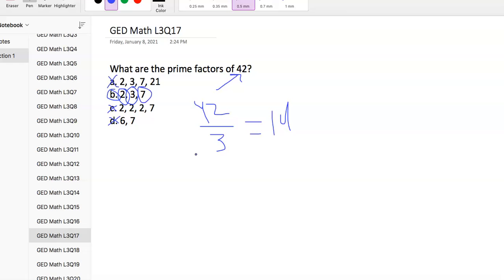What about 7? Same question, right? 42 divided by 7, what does that equal? It equals 6. So that's, again, an integer, so that works. So 2, 3, and 7 are all prime factors of 42. It's the only one that worked. We're happy with it. It's good to go.